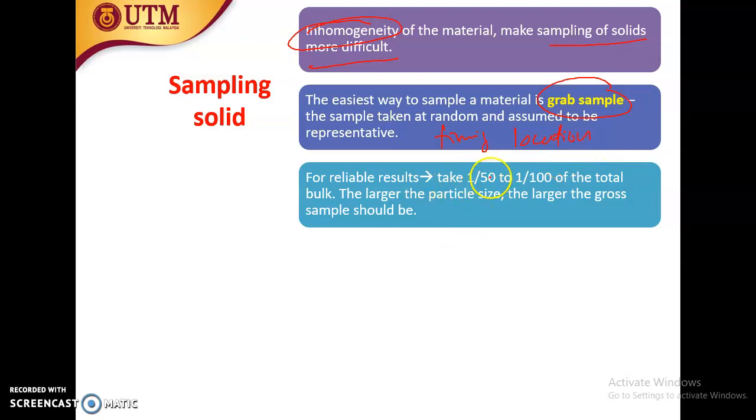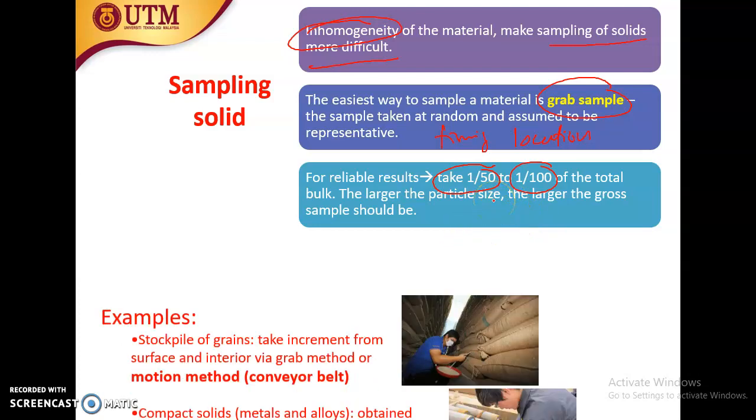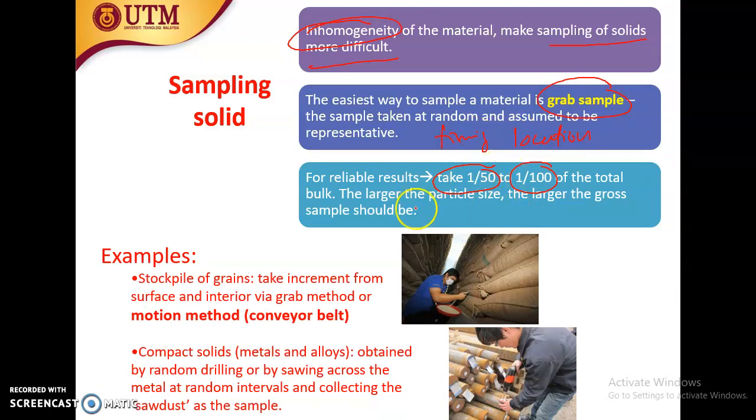For reliable result, you can take 1/50 or 1/100. Sometimes it says 1/10. The higher the portion, the better, because you take more representation of the whole area or bulk. Okay, so this is the example here on how you want to take sampling of grains in a warehouse. So you go into different parts of the warehouse area, you take one siphon out of this, and then you go in back here, get and so on. So this is like bulk.